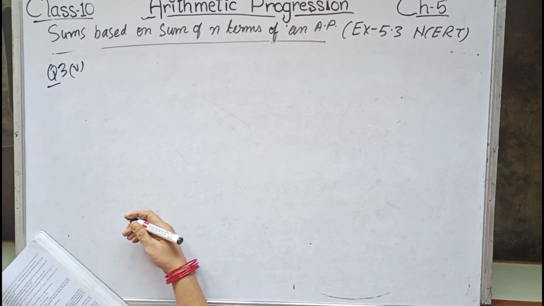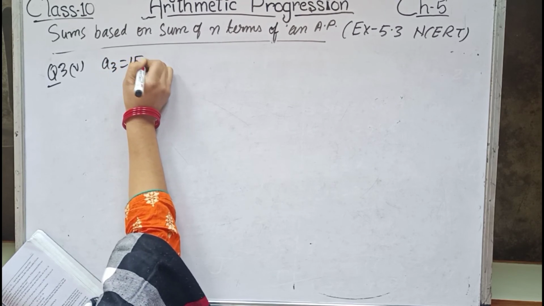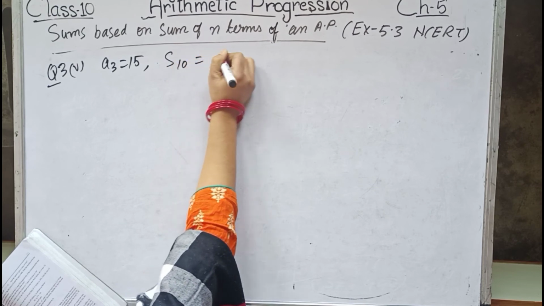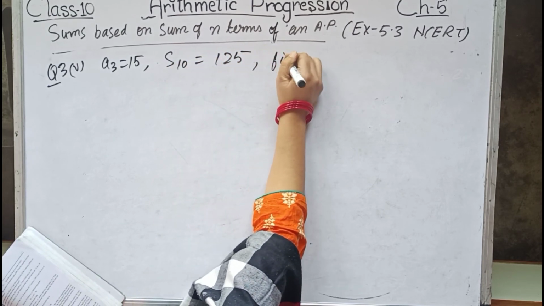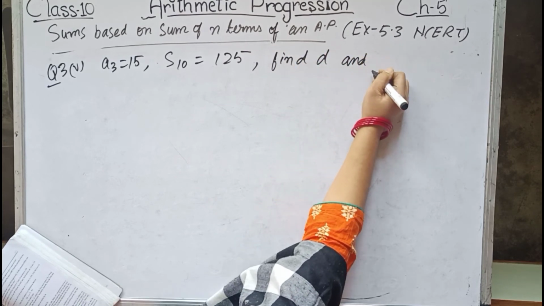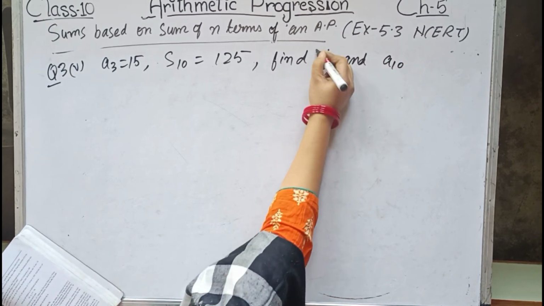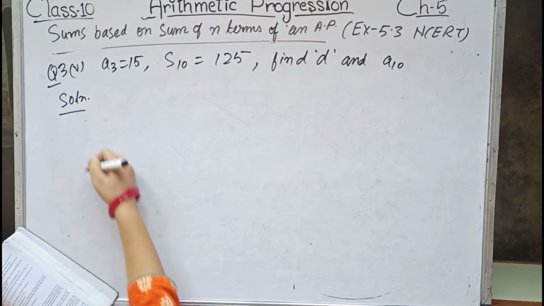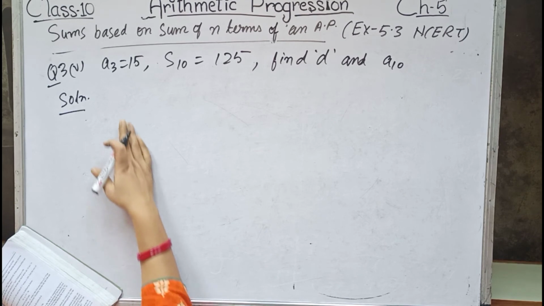Subpart number 5 is A3 equals 15, then S10 equals 125. Find D and A10, the 10th term and the common difference we have to find. So in the solution part, do all the sums, especially of NCERT. Each sum teaches us a new concept.